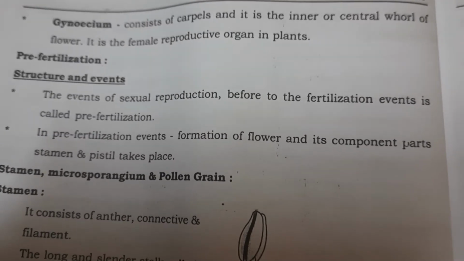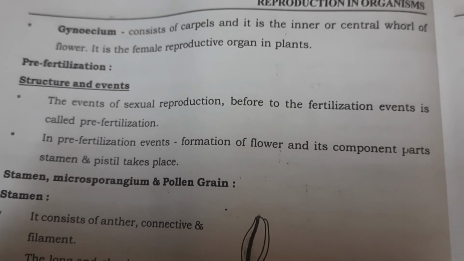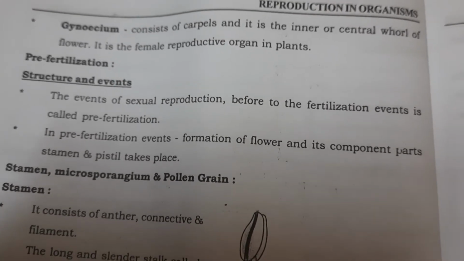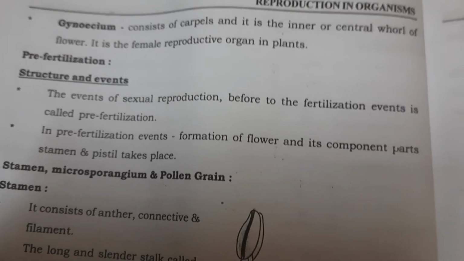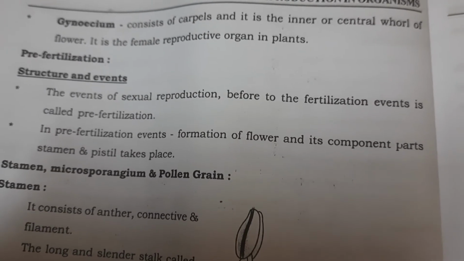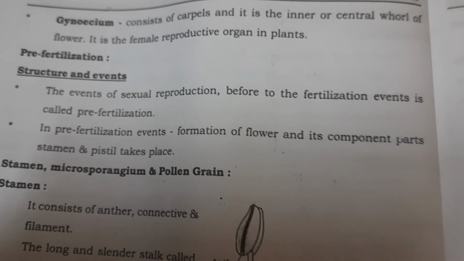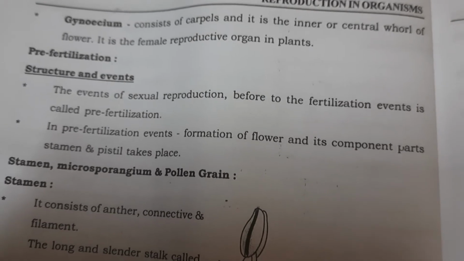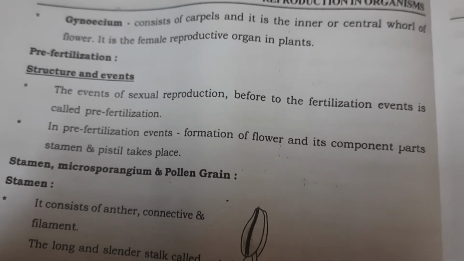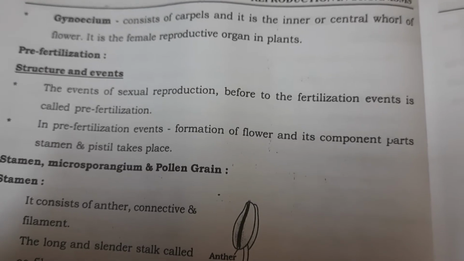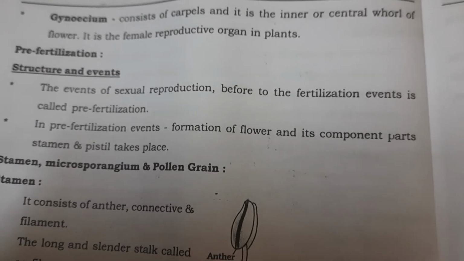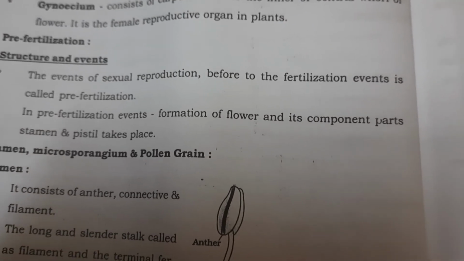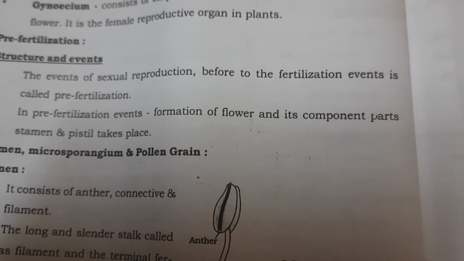The events that happen before fertilization are called pre-fertilization. Growth and maturation take place in pre-fertilization. Here the events of sexual reproduction before the fertilization events are called pre-fertilization.